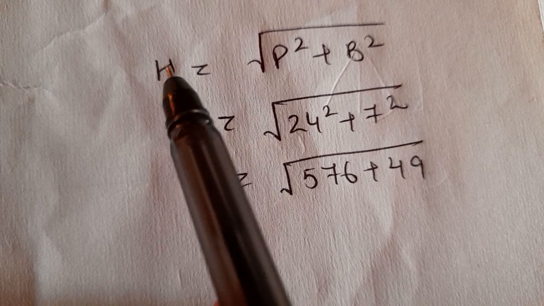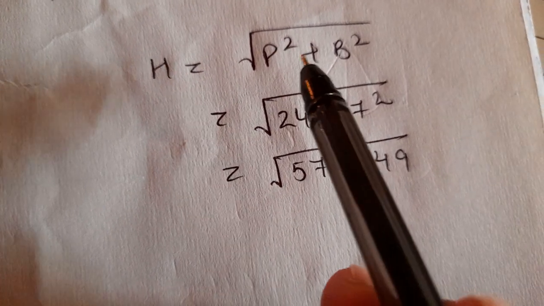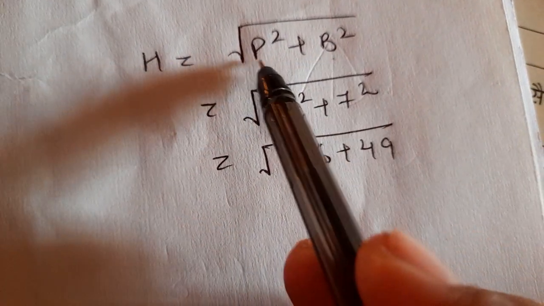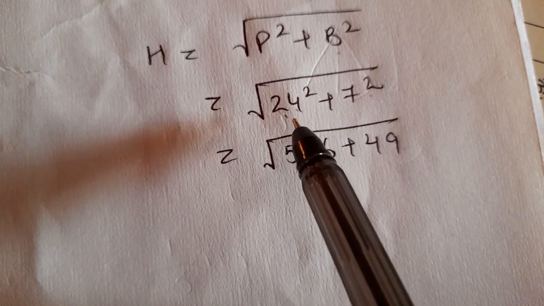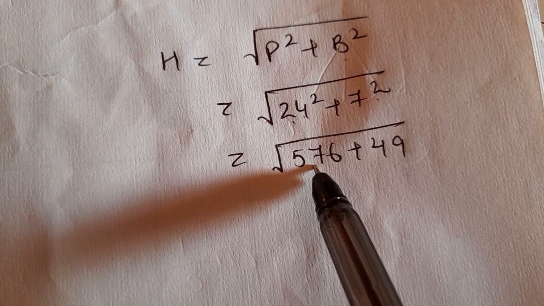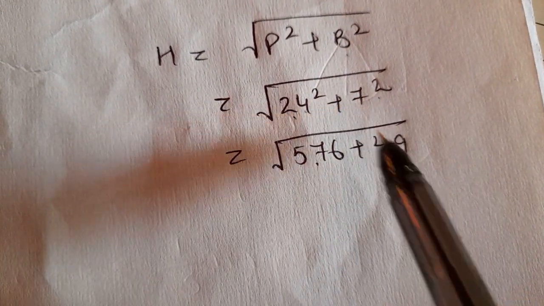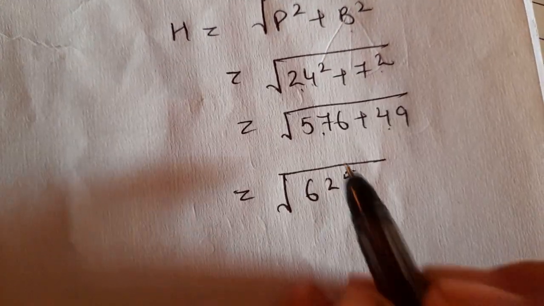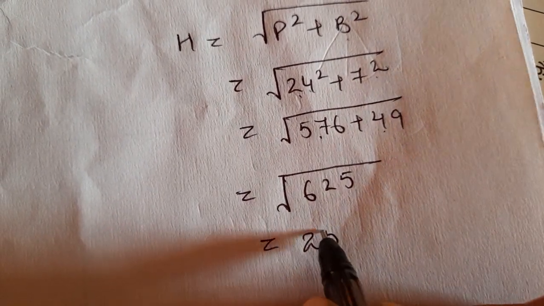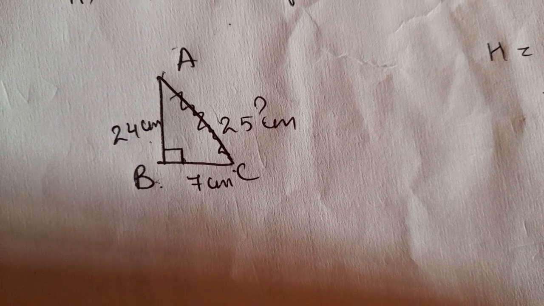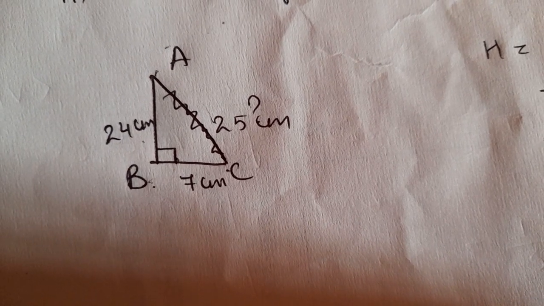So here is the formula to find the hypotenuse. H equals the square root of P square plus B square. The value of P is 24, that is 24 square plus 7 square. We know that the square of 24 is 576 and the square of 7 is 49. So after adding, we get 625. So the square root of 625 is 25. So here the value of the hypotenuse is 25.